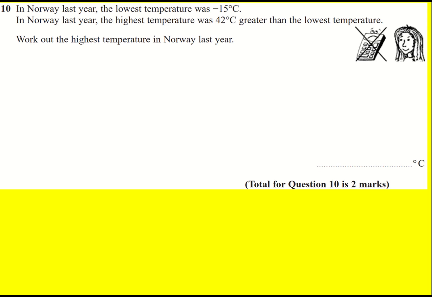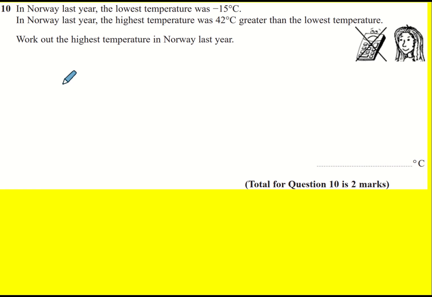In Norway last year, the lowest temperature was minus 15 degrees Celsius. In Norway last year, the highest temperature was 42 degrees Celsius greater than the lowest temperature. Work out the highest temperature in Norway last year. Okay, there's lots of words there, quite confusing.